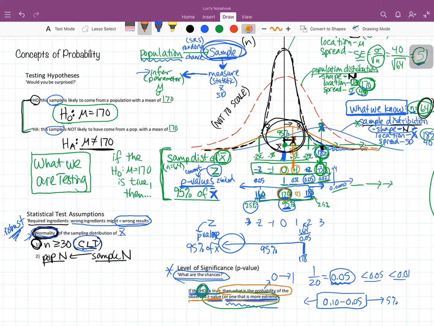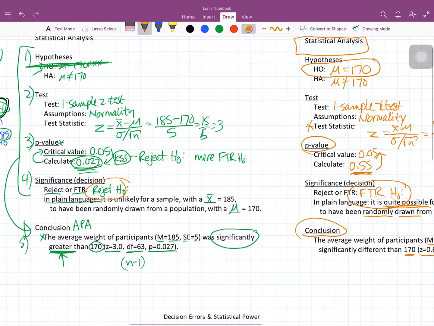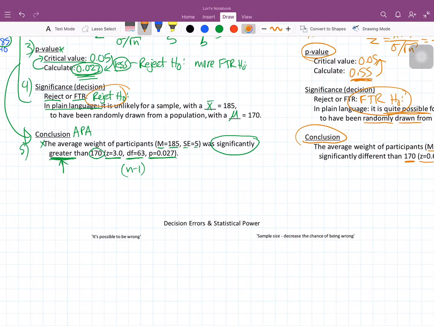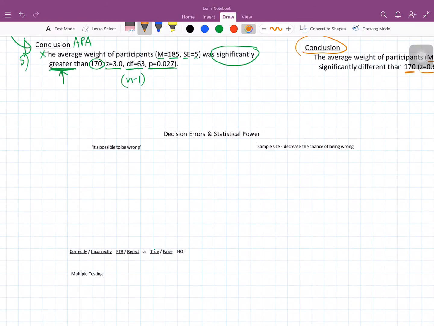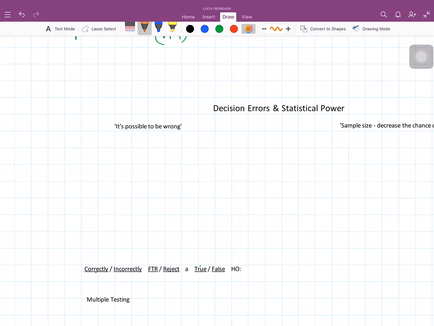Hello and welcome to our final topic in concepts of probability. In this discussion, we will be talking about decision errors. In other words, it is possible to be wrong. And so this particular section is just ripe for writing test questions.